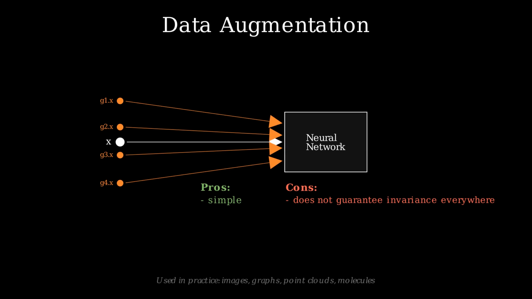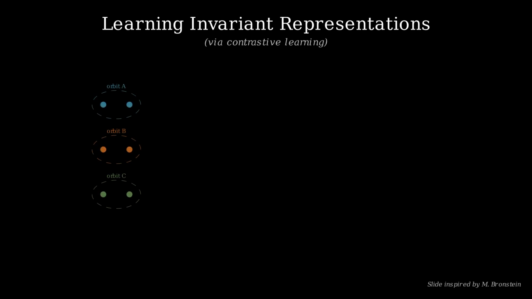Despite this limitation, data augmentation is ubiquitous from image classification to molecular property prediction. Another approach: learn an encoder f that maps all elements of an orbit to the same latent point. Inputs related by a group action g·x should get the same representation. Formally, f(g·x) = f(x).